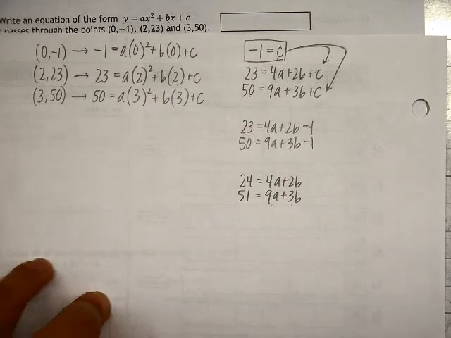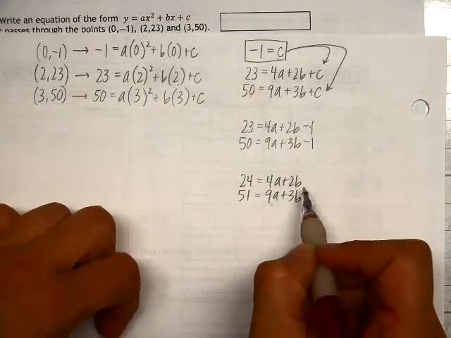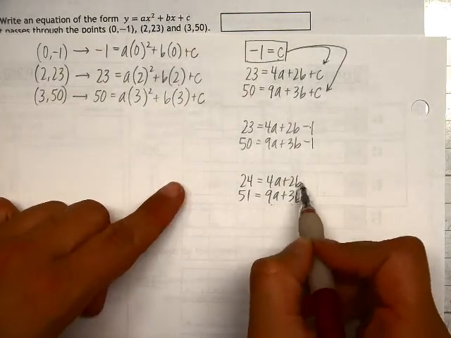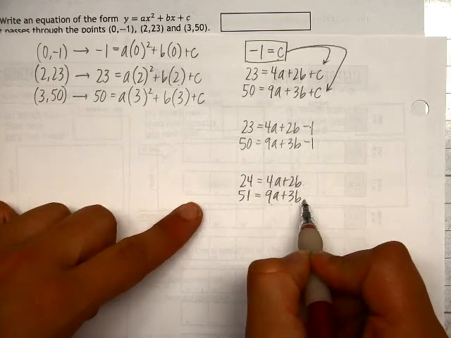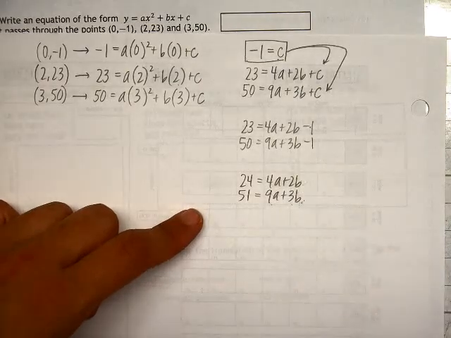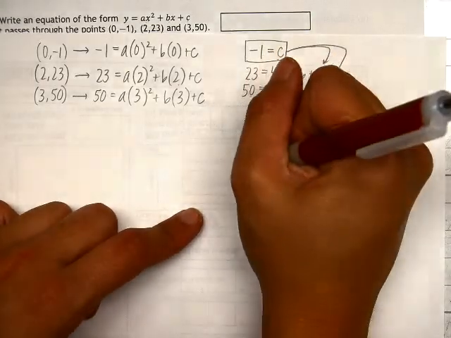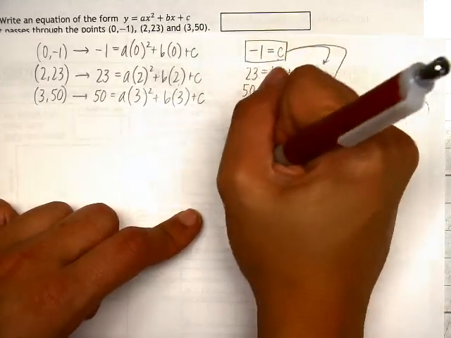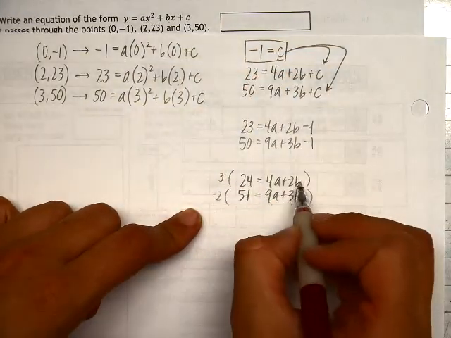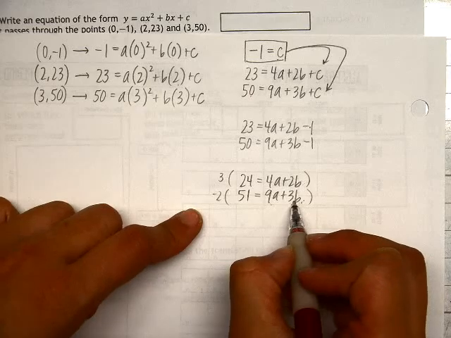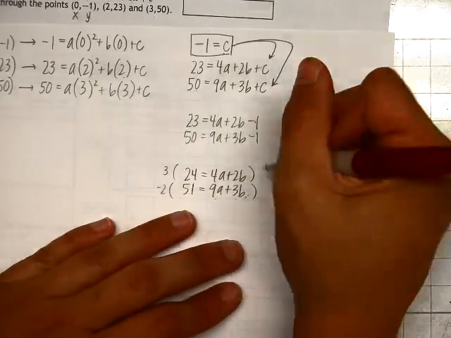The best pair to cancel doesn't really matter, but I'm going to select to cancel the b's. If I turn each of these into a 6, making sure one of them is negative, I can get those b's to cancel out. So I'm going to multiply the top equation times 3. I'm going to multiply the bottom equation times -2, because that would give me 6b and then -6b, which I know is going to make things cancel out.